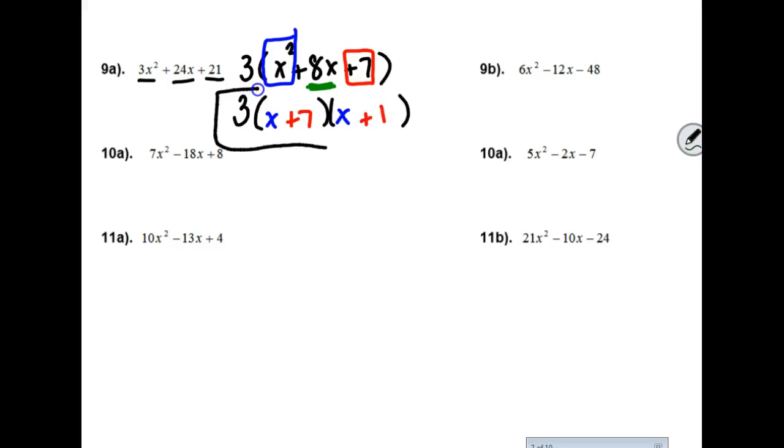The important part about that question is that you thought to take out the 3 at the beginning of the problem, and then that 3 stays with the problem. It's not gone at any point. It's still here.